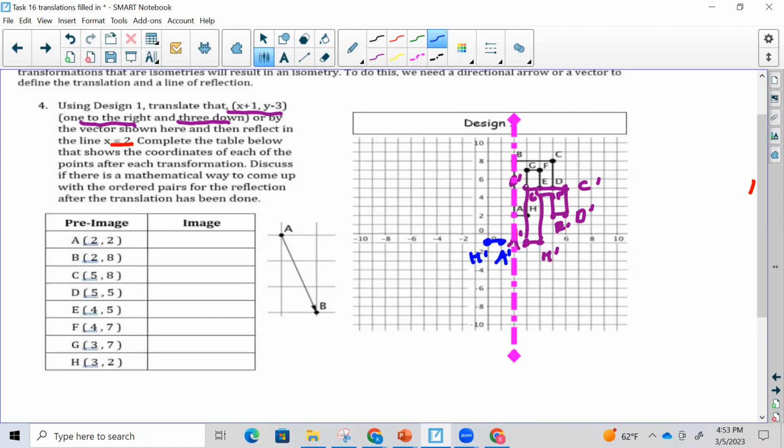So B is 1 to the right of the line, so I'm going to come to the line and do 1 to the left. Okay, C, I count 1, 2, 3, 4 to the line, and so I'm going to count 1, 2, 3, 4 to the other side. Okay, so D from this line of reflection is 1, 2, 3, 4, and then I'm going to count 1, 2, 3, 4.